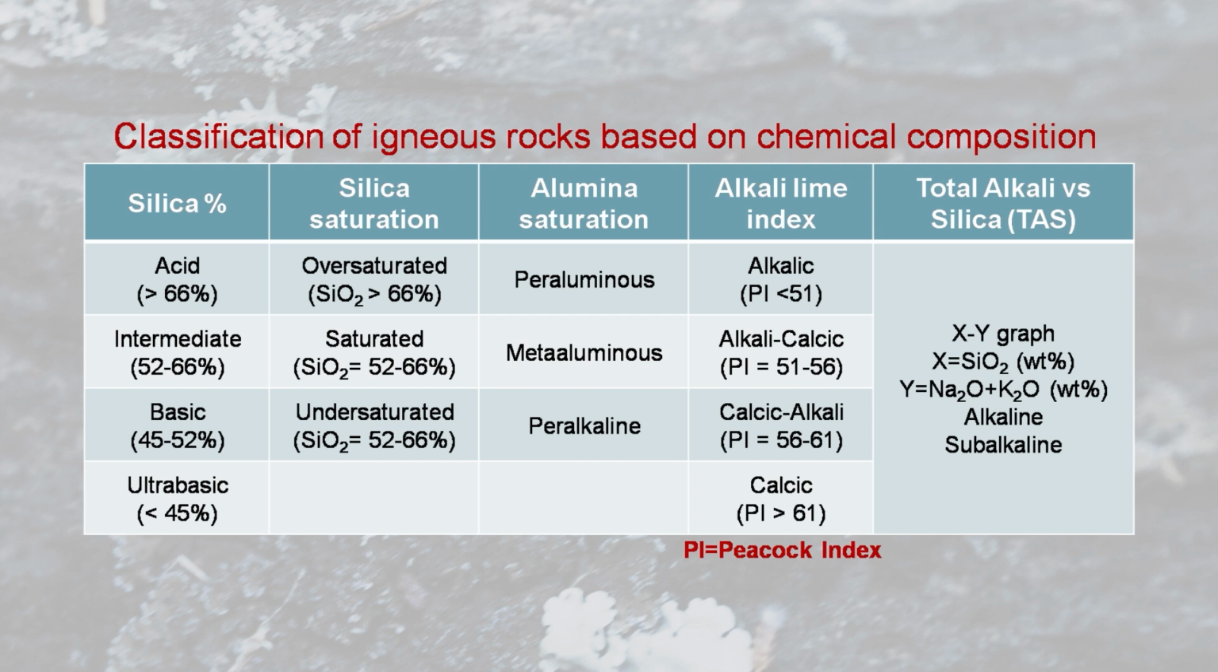Acid igneous rock example is that of granite. Then for intermediate, we can have andesite. For basic rock, we can have a basalt. For ultra basics, we can have dunite or peridotite.